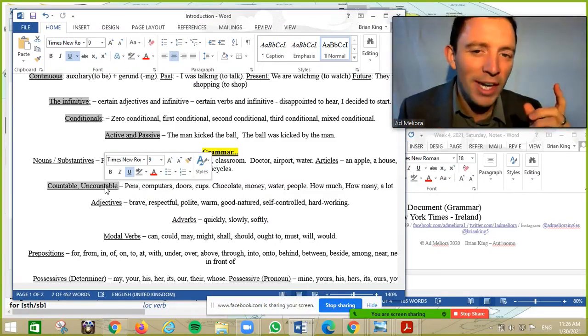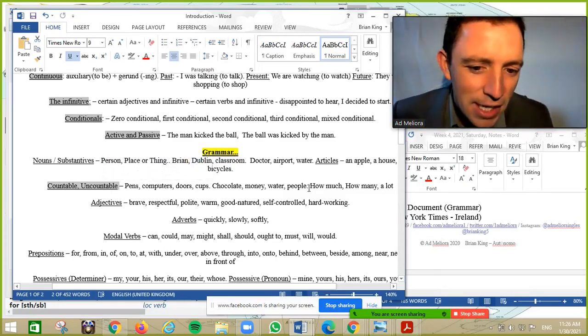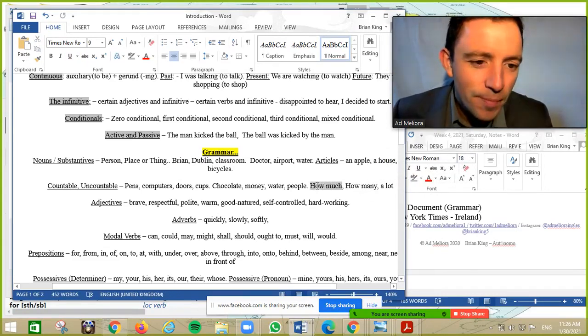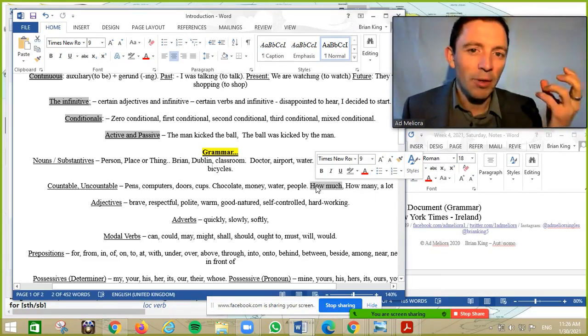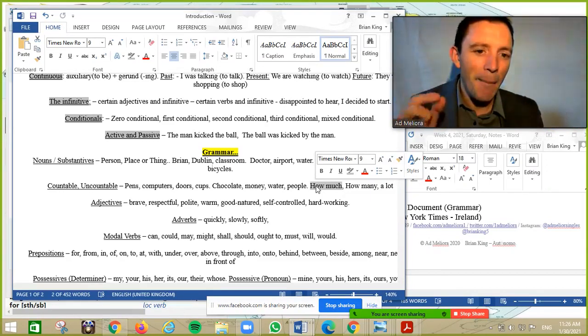So this is important in relation to how much and how many. Okay? And you can see here how much and how many. And for much, it would be uncountable. Water. How much water do you want? How much chocolate do you want? How much money do you want? Uncountable. Okay? But the opposite, countable, books, pens, bottles, how many?